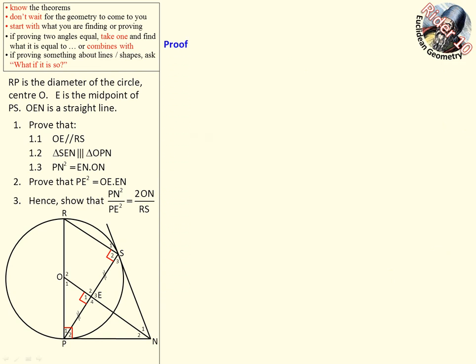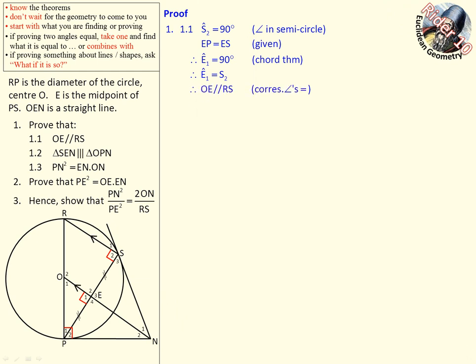So we can start our first section of the proof. S2 equals 90 degrees, angle in a semicircle. EP equals ES given, therefore E1 is 90 degrees, chord theorem. And therefore we have E1 equal to S2. And that makes OE parallel to RS because the corresponding angles are equal.